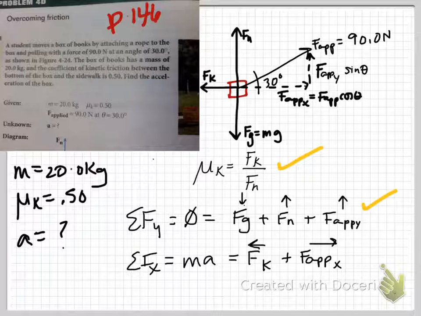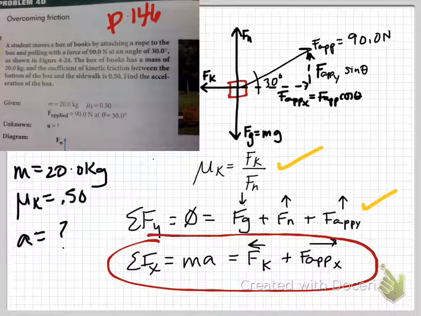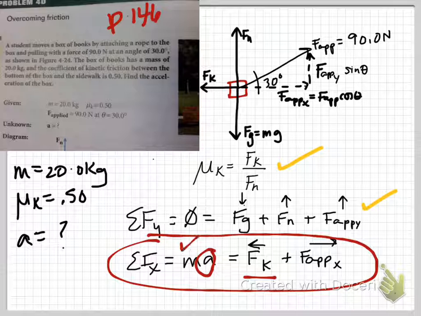Sum of forces on the x. Reason being, this is the one that has ma, and we're looking for acceleration. So what we know is we're going to create expressions, and in this case we don't actually need all three of them. We're going to need to create an expression for the force of kinetic friction. We know normal force, and we have mass, we have force applied, and we have cosine theta.